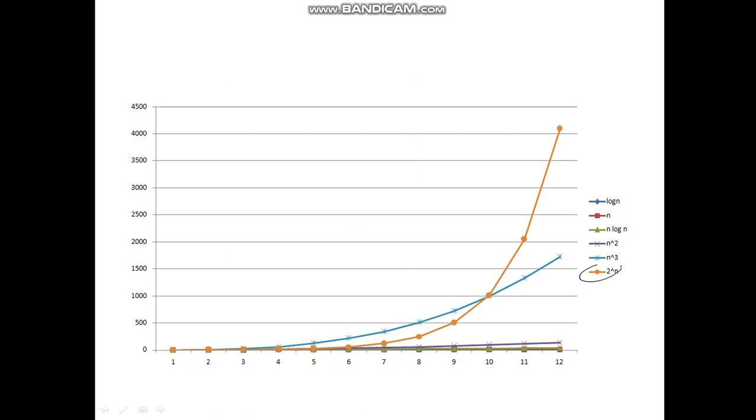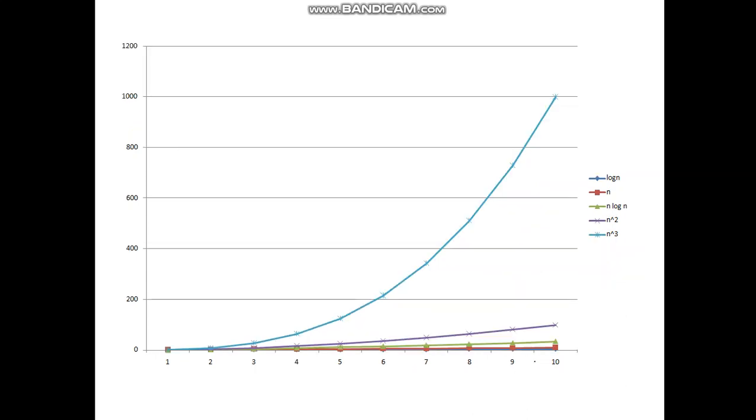Up to n is equal to 10, as we have seen previously, n cube is greater than 2 raised to n, but after this 2 raised to n takes the speed and grows very much faster than n cube. So now again we are able to study these two functions only. We are not able to study the remaining functions because they are growing in a very slow manner as compared to others. So let us try to delete the 2 raised to n function and see.